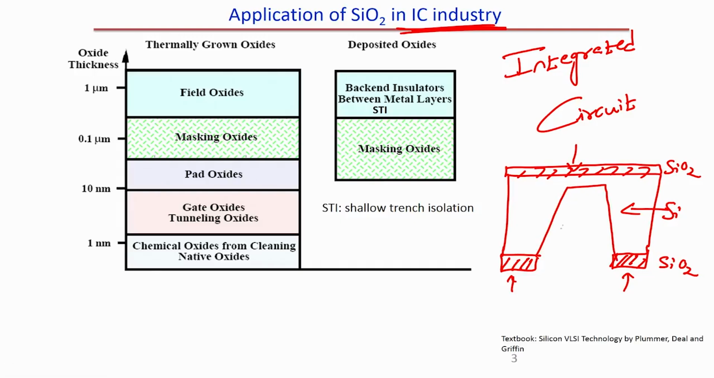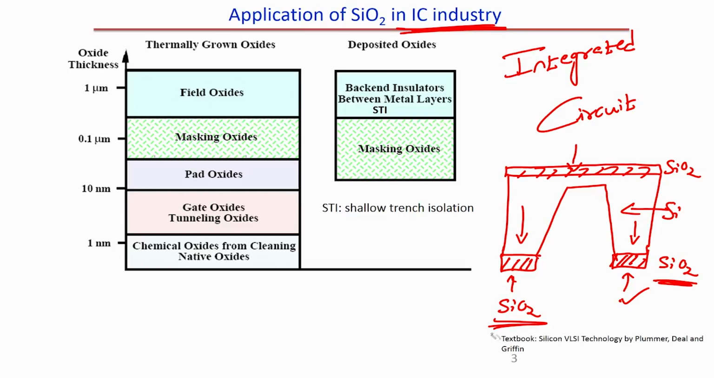The angle created is 54.7 degrees when you are using wet etching. But the point is that if we use SiO2, the silicon here is not getting etched. That means the silicon dioxide acts as a protecting oxide. It can protect this layer from getting etched.